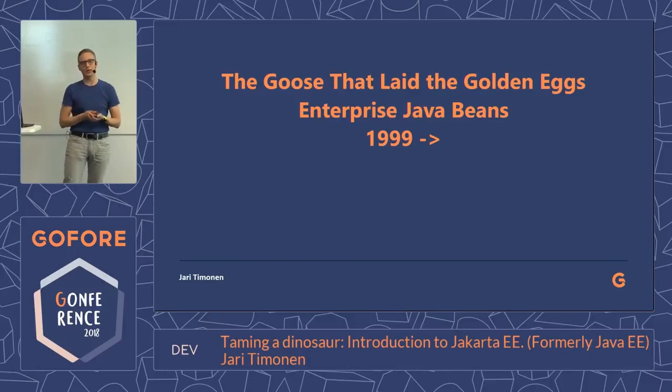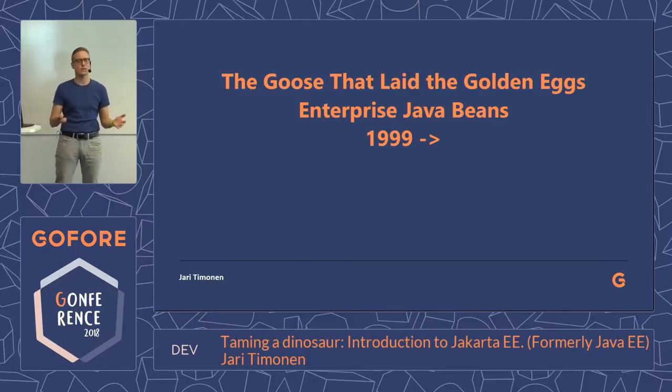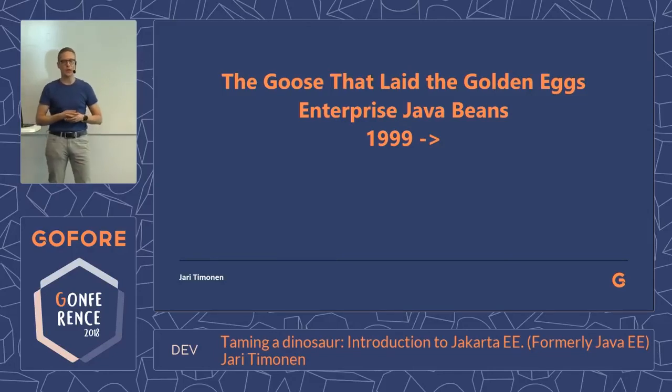And the goose that laid golden eggs, EJB, that was the thing. This is a server-side component that enabled distributed, transactional and secure applications. That's the whole idea of the EJB. In 1999, the automatic transactions, automatic security, that was really something. And it scales automatically in 1999. It was really something at the time.